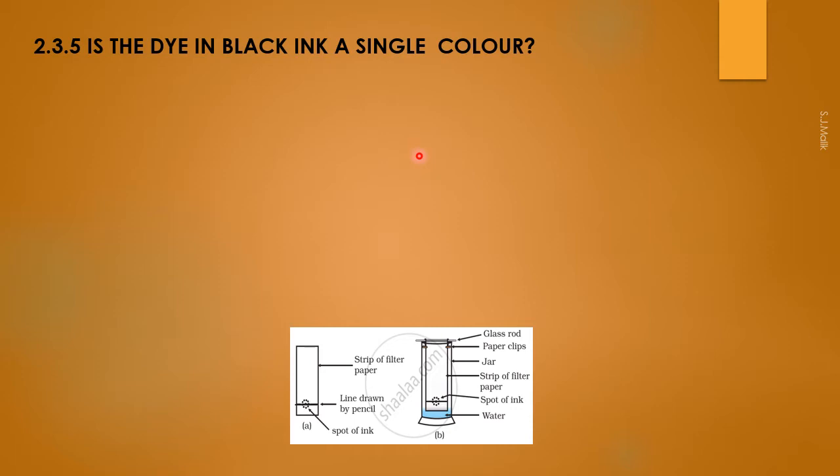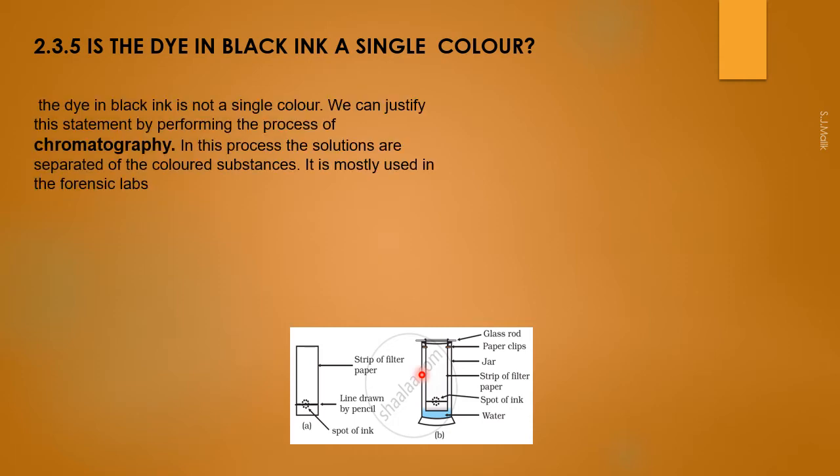The ink that we use has water as the solvent and the dye is soluble in it. As the water rises on the filter paper, it takes along with it the dye particles. Usually, a dye is a mixture of two or more colors. The colored component that is more soluble in water rises faster, and in this way the color gets separated. And this method is known as chromatography.